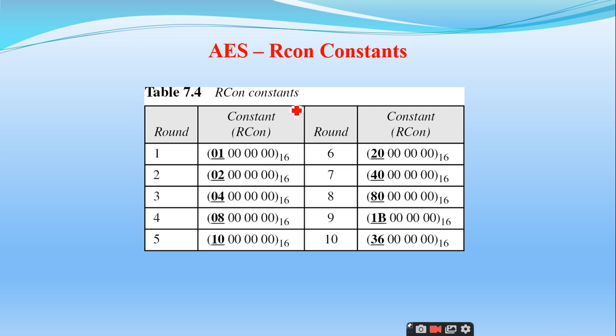And these are round constants. As you can see, this is a hexadecimal value 01 followed by 4 zeros. This is for round 1. For round 2, 02 followed by 4 zeros. Round 3, 04 followed by 4 zeros. Round 4, 08 followed by 4 zeros. Then 10, 20, 40, 80, 1B and 36. So these are for 10 rounds.